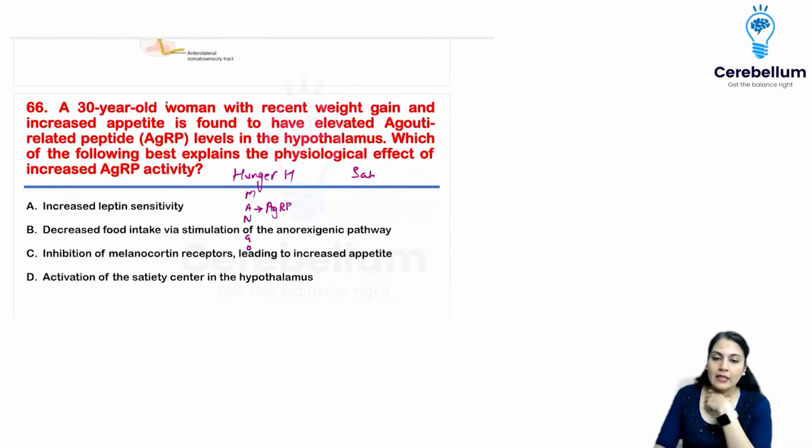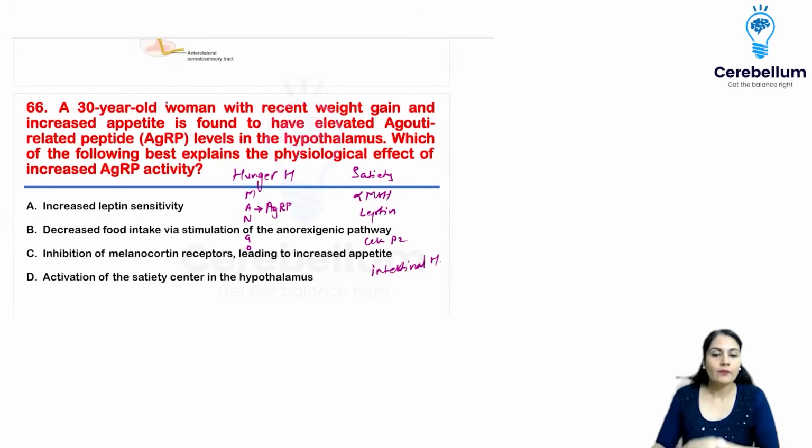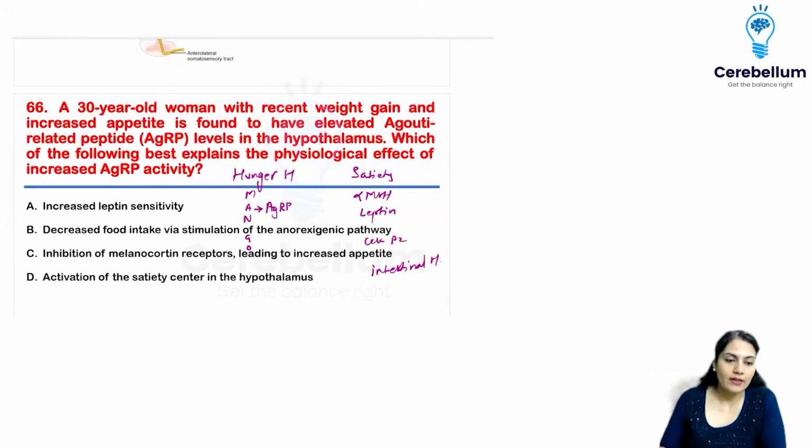What were the satiety hormones? Satiety hormones were alpha MSH, right? Then you have leptin, then you have CCK-PZ, and all the intestinal hormones, right? So now let's see what the effect of AgRP is. Increase leptin sensitivity? Why would AgRP increase leptin sensitivity? AgRP is a hunger hormone. Leptin is a satiety hormone. Completely opposite. There is no correlation, or they don't have synergistic effects. So this is not true.